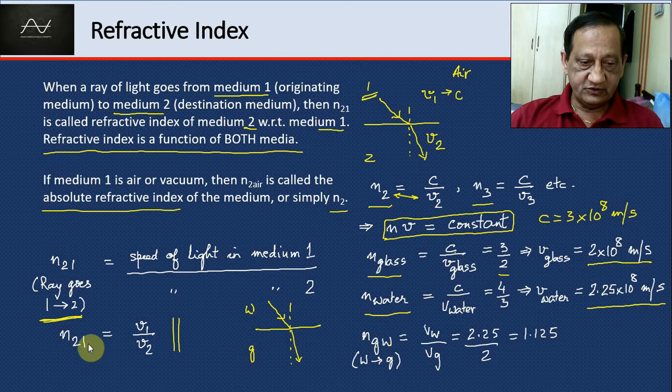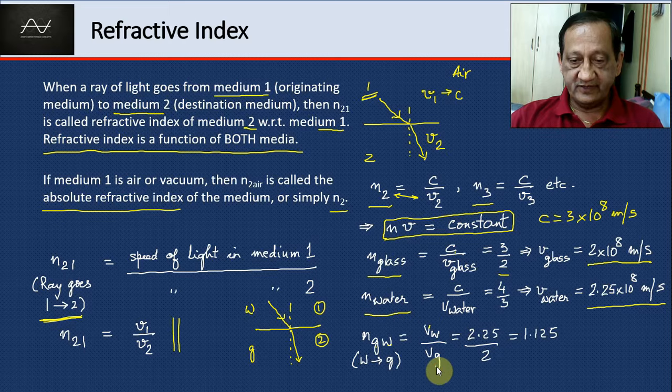That N21 was V1 by V2. So in our case, this is 1 and this is 2. So V1 by V2 means V in water divided by V in glass. And this was 2.25 and this was 2, both times 10 to the power 8, so the power was the same. So the ratio is 2.25 by 2, which is equal to 1.125.